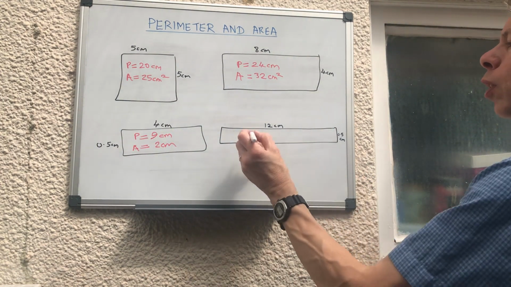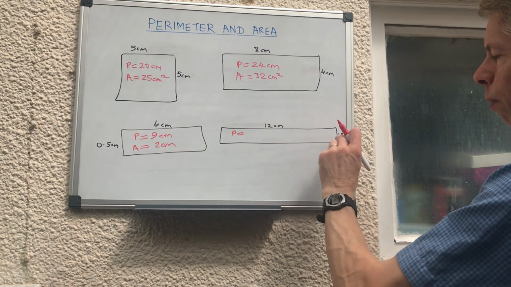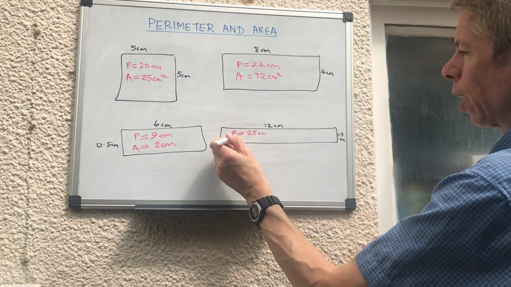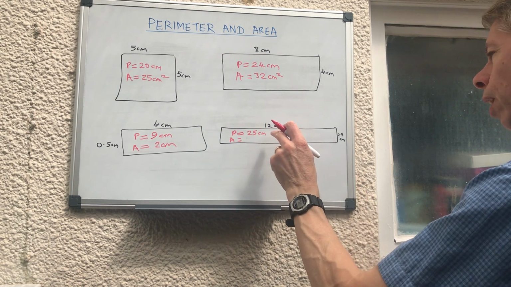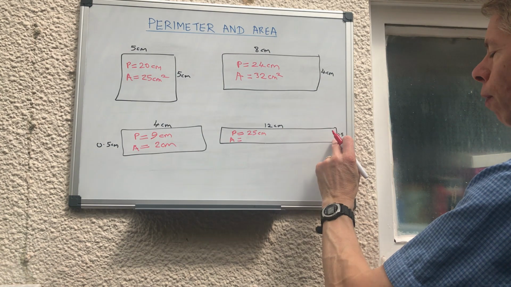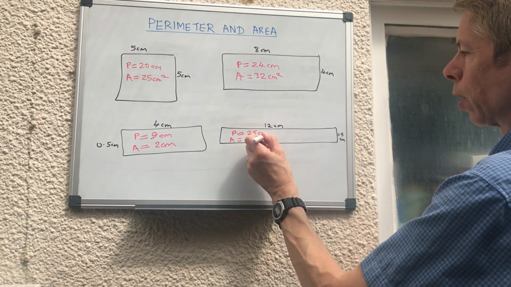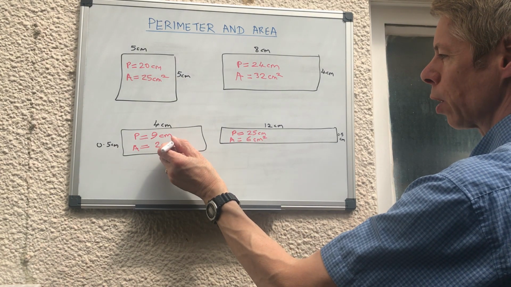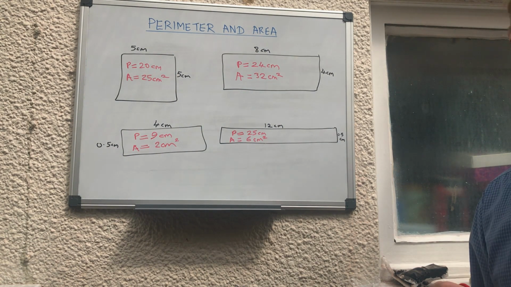So for this one, perimeter is going to be 12 plus 12, 24, half plus a half, 1, add the 1 to the 24, 25 centimetres, and then the area will be 12 times 0.5, or half times 12, which is 6 centimetres squared. Yeah, once again, I always seem to leave one out, so that should have been 2 centimetres squared. Right, so that's the end of our test on the perimeter and area.